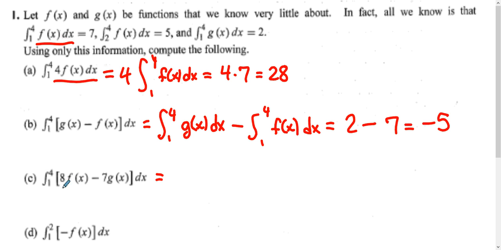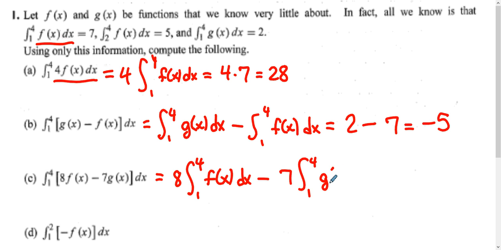Similarly here, the 8 comes out as it did in the first example. And then the 7 comes out as it did in the first example. And so what is this? This is 8 times 7 minus 7 times 2. That's 42.